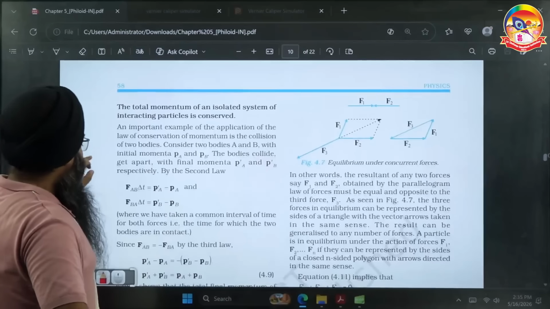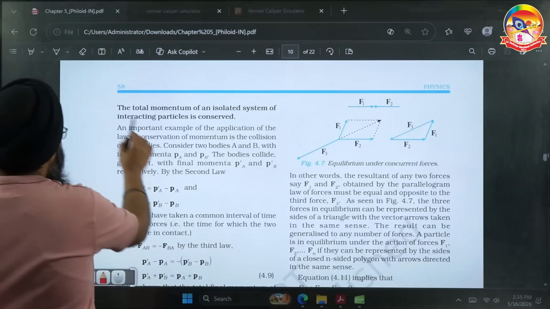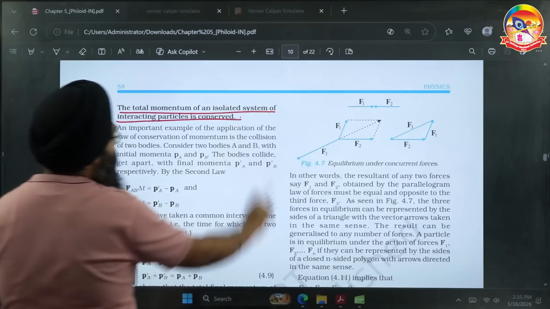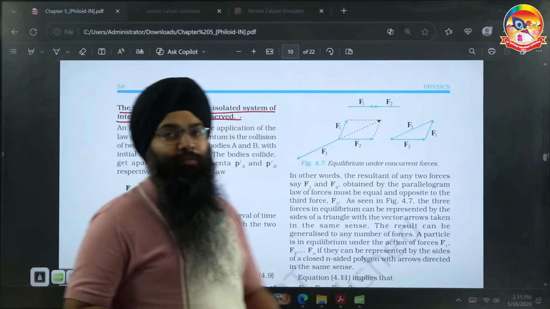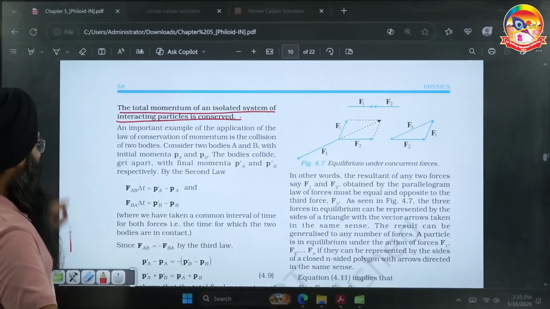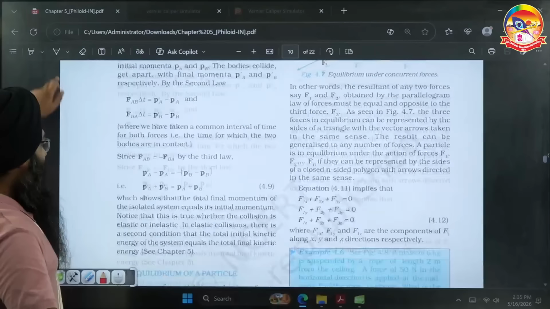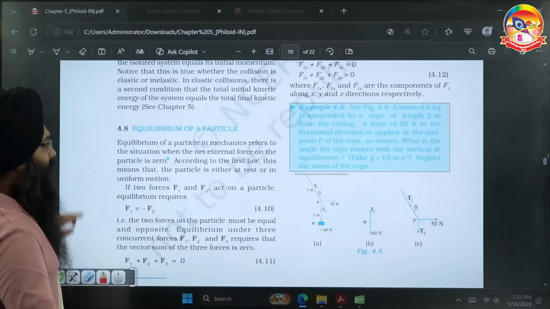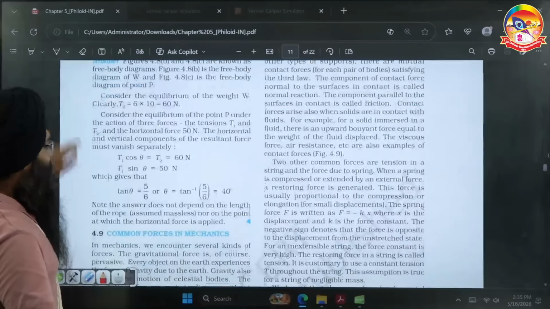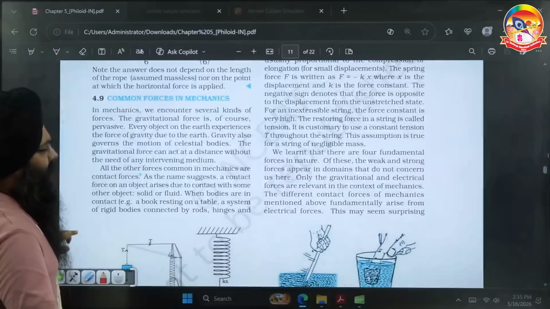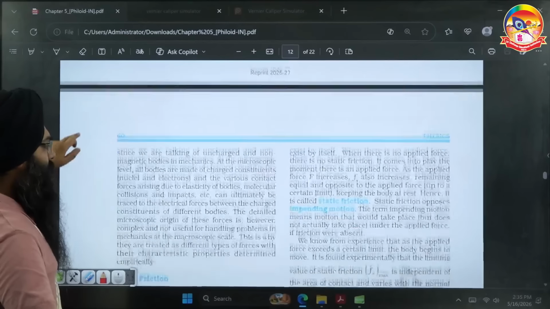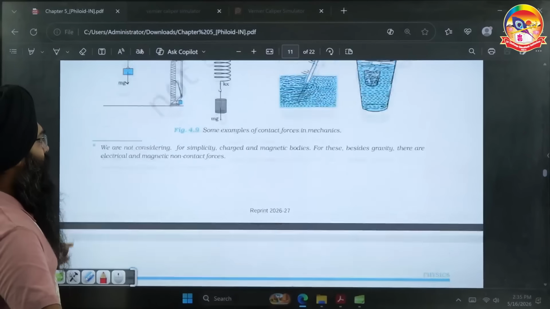So these are some examples. Let me give you the brief understanding also that the total momentum of an isolated system of interacting particles is conserved. Isolated system means the net force acting on the system is 0. Okay? So net force should be 0. So basically based on this we can give the examples. And then there are some different types of forces. Equilibrium we can do, and then there are some common forces in mechanics. This we already know. So based on this you can do some questions based on the concept of Newton's laws of motion.